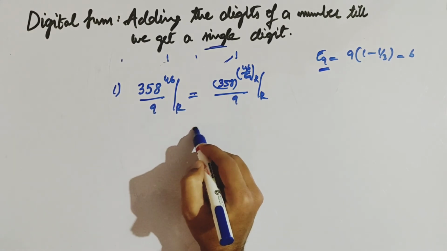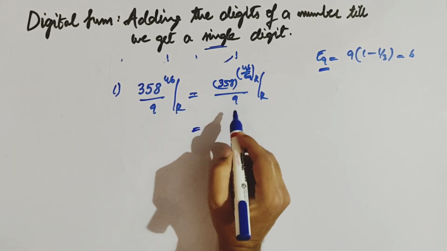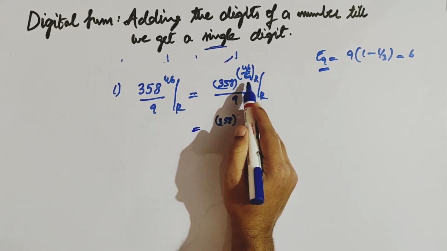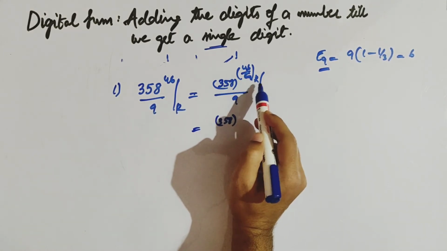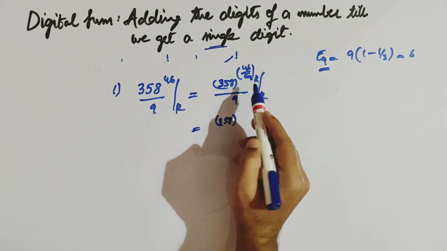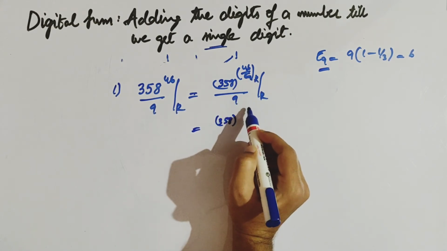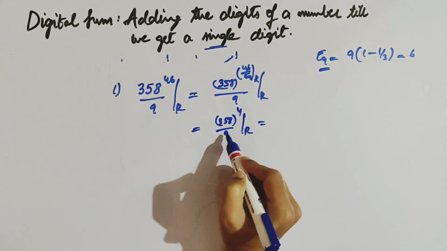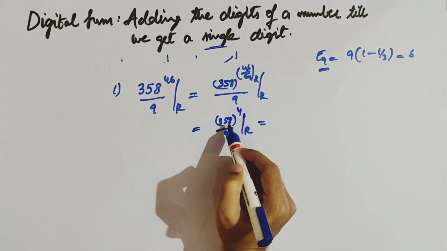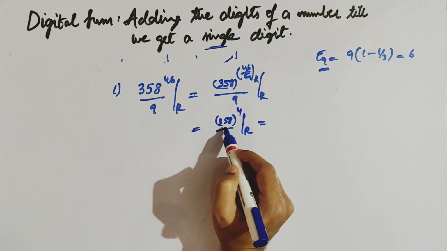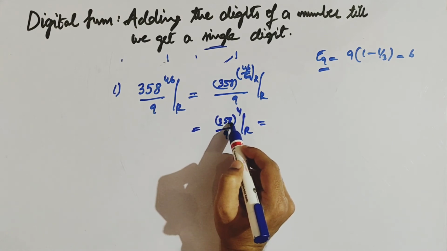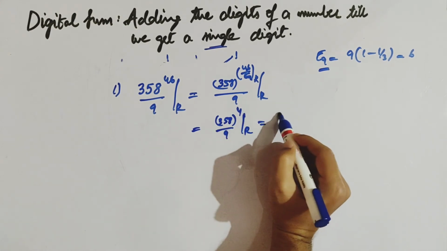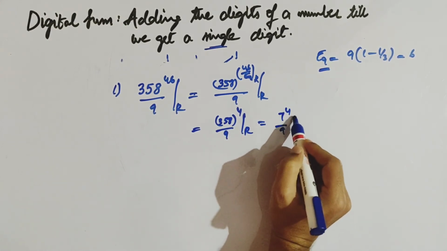So we'll solve this problem. 358 power 46, by Euler number of 9 which is 6. So 46 by 6, the remainder will be 4. Again, 358 with respect to 9, as 360 is divisible by 9, I'll get minus 2 or plus 7. So 7 power 4 by 9 will be my remainder.